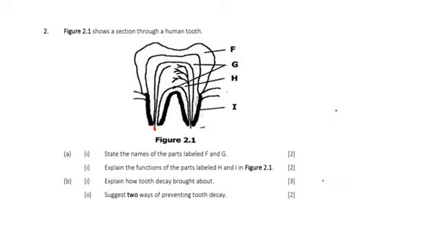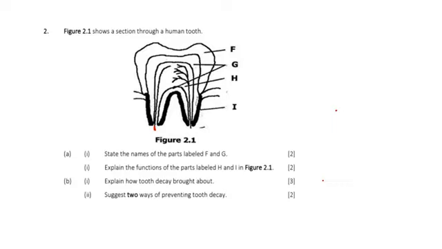So with that brief explanation or summary of the topic, let us answer the questions now. Figure 2.1 shows a section through a human tooth. In short, we have the internal structure of a tooth. The first question is: state the names of the parts labeled F and G.